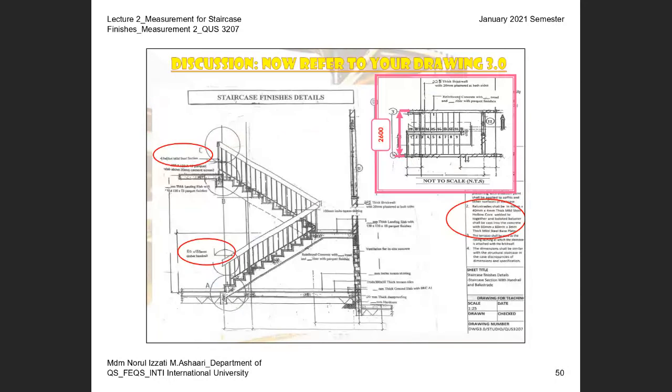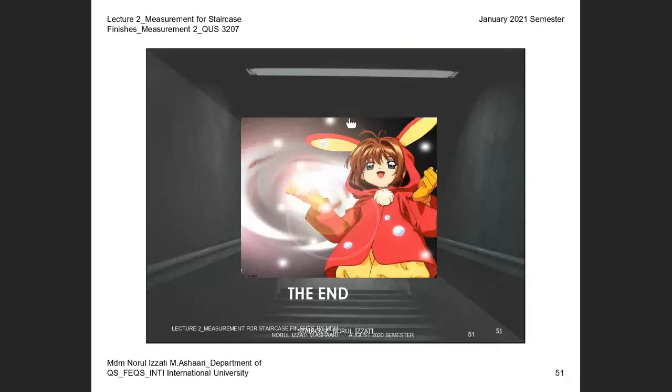This is another example, and this is what you can see in your construction drawing. So this one will be covered in your studio number 3 next time. So that will be the end of the discussion for handrail and balustrading, the second part of our discussion for today.